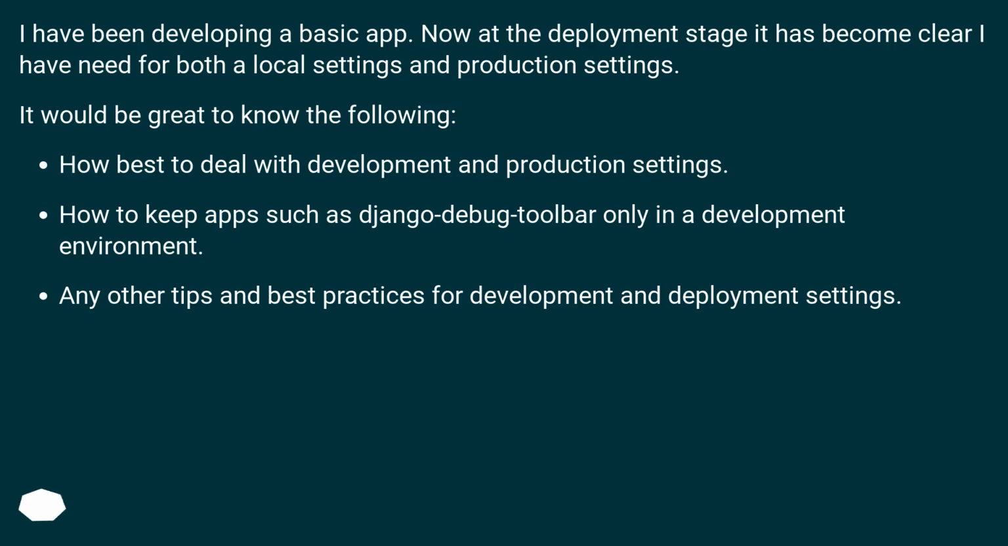It would be great to know the following. How best to deal with development and production settings. How to keep apps such as Django debug toolbar only in a development environment. Any other tips and best practices for development and deployment settings.